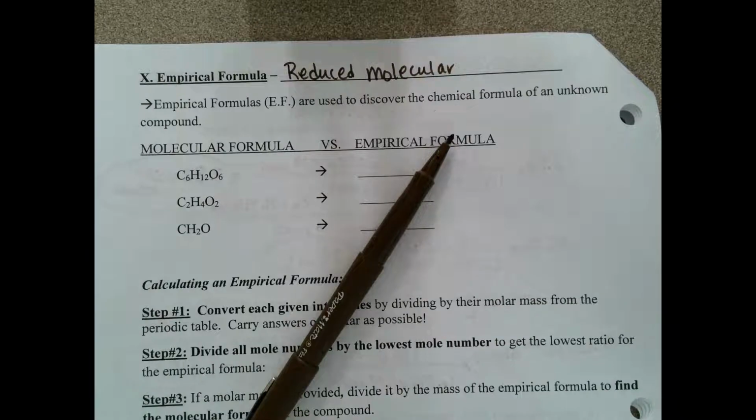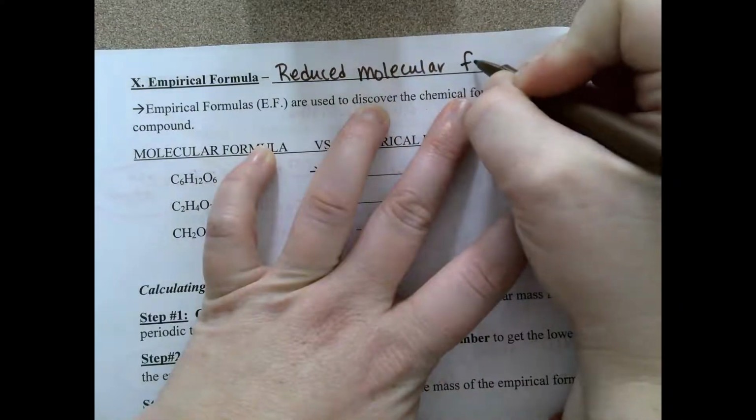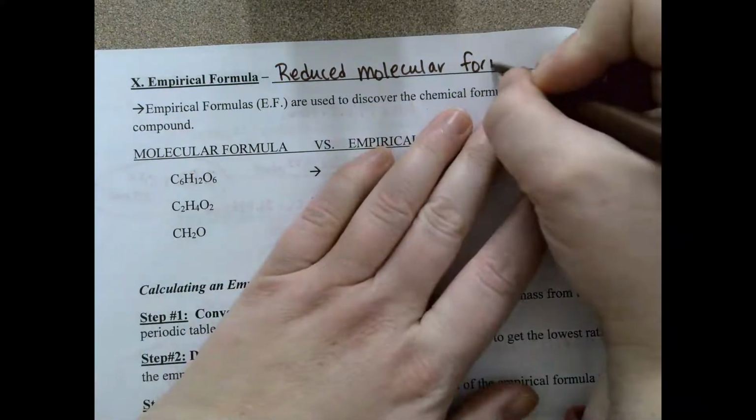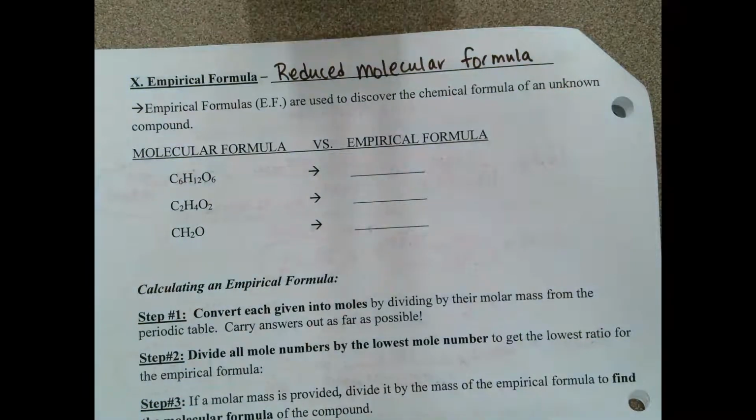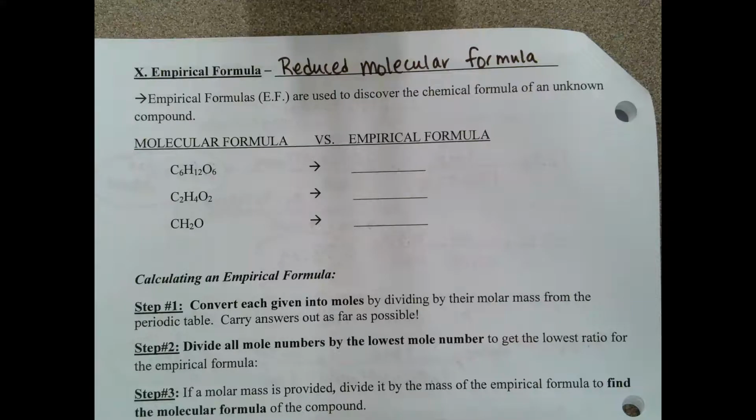Okay, so empirical formula is a reduced molecular formula. It's pretty much just the lowest ratio of elements in a compound. We use empirical formulas to discover the formulas of unknown compounds, so we can use that in more information in order to figure out what the formula of the compound is.